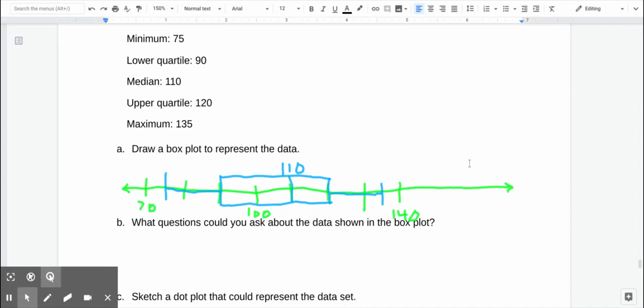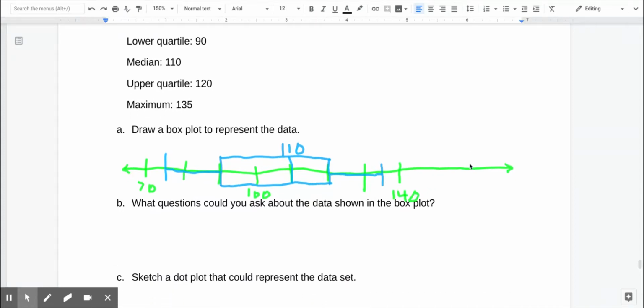What kind of questions could I ask about the data shown in the box plot? Lots and lots of them. I could ask, for example, what the middle 50% of the length of the movies would be. And that, of course, would be anywhere between 90 and 120. So I could say that a typical movie is probably in this range, with the median movie being at 110.